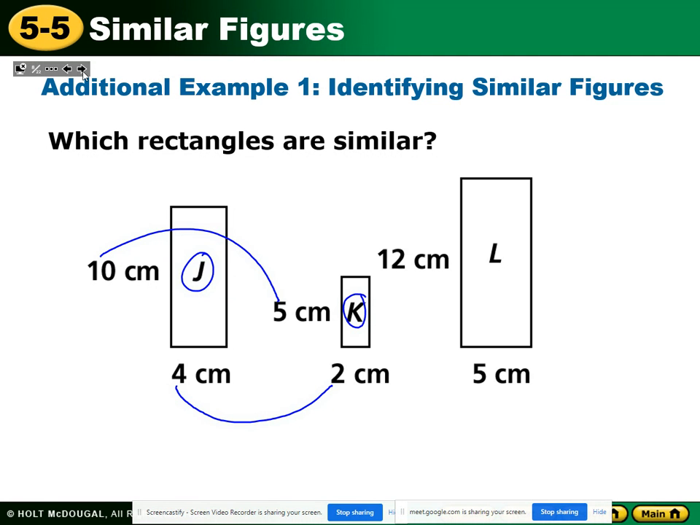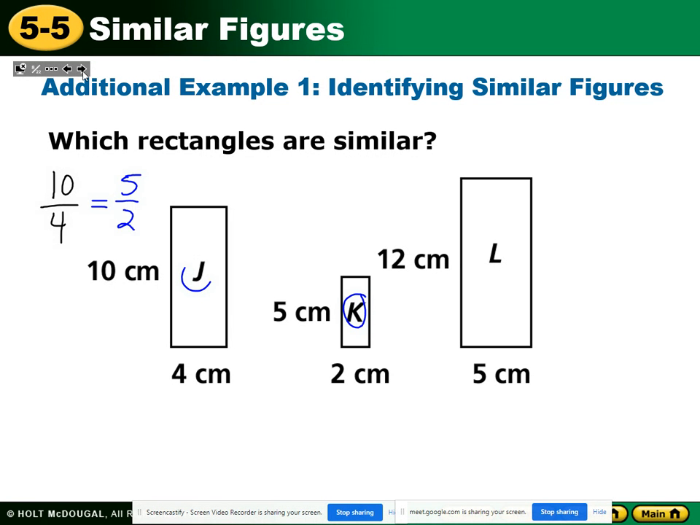All right, and if we look here, well, 5 doesn't go into 2. Well, that's 2.5. It just doesn't work. But here's what you can actually set up. I could do 10 over 4, and that's equal to 5 over 2.